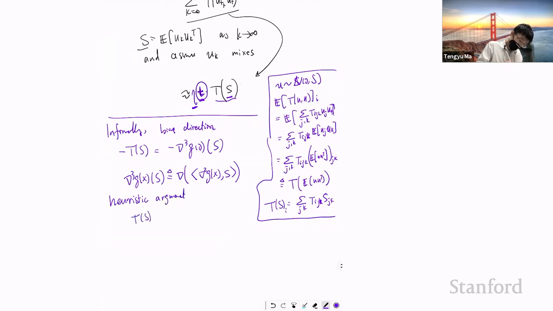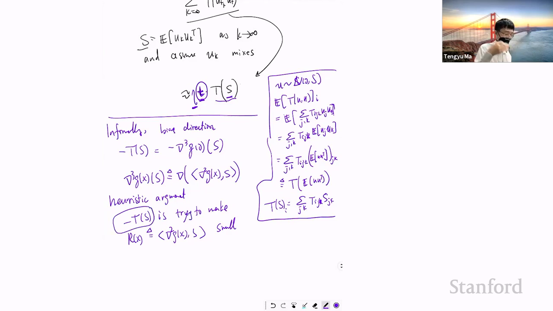So the T(S) is trying to make the inner product of nabla squared g(x) with S smaller, because you are moving in the gradient of that function. So let's define this to be R(x). You are moving in the negative nabla R(x) direction. That's why you can argue that you are trying to make that function smaller. So the additional bias, this minus T(S) term, is trying to make R(x) smaller by moving in the gradient of this R(x) direction.